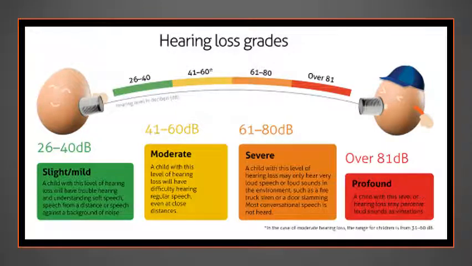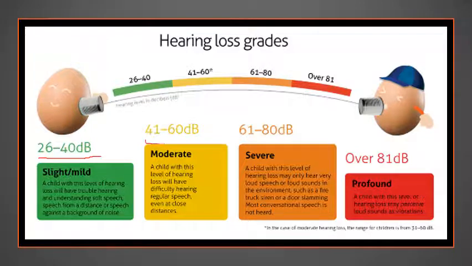This graph also shows the hearing loss grades. You can see how different levels of decibels, all the way from low to 26 decibels, all the way to 81, have different effects on people. Starting with 26 to 40 decibels, you can see it's a slight, mild effect. You don't really need protection. It's not as severe as it would be as you get to 80 and 90 decibels.